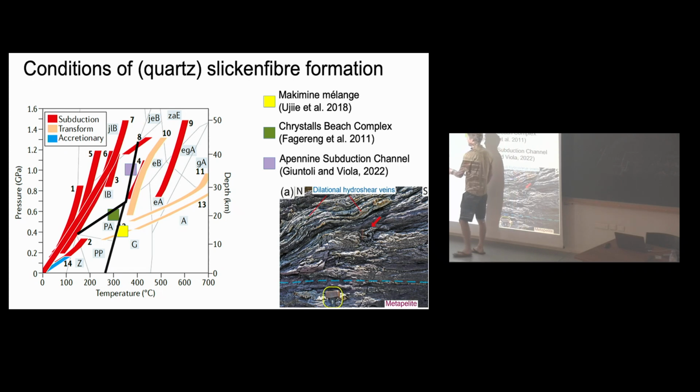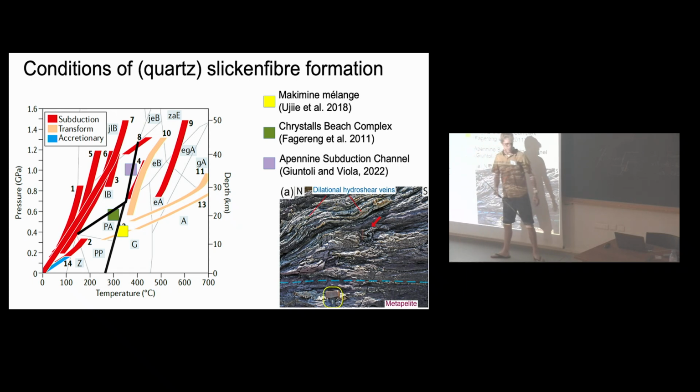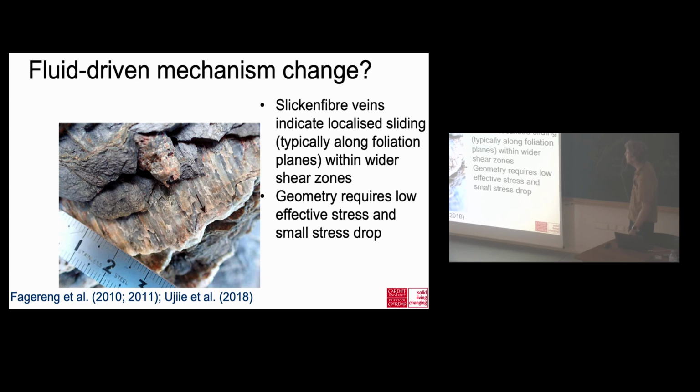The other point, putting this on this PT diagram, is that all three locations where these kinds of structures are well documented lie on dehydration reactions. So they are related to where you can get a lot of fluids locally. This is on blueschist, lawsonite out. The Japanese example is pumpellyite out. The New Zealand example is dehydration of micas. But it is an example of fluid-driven change in mechanism.